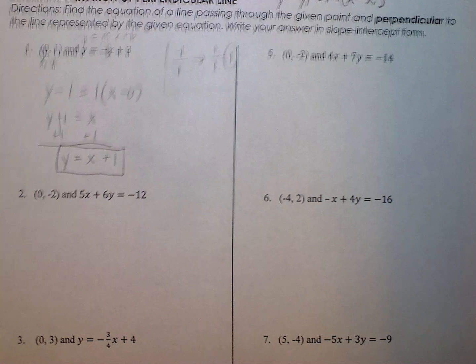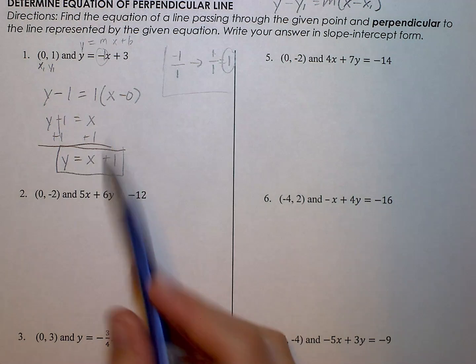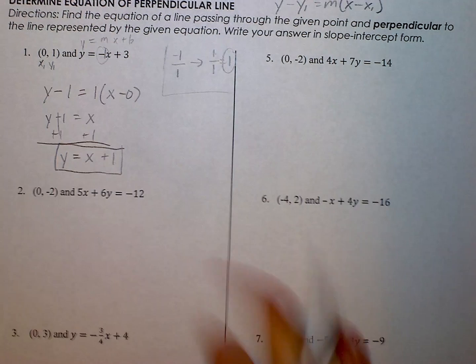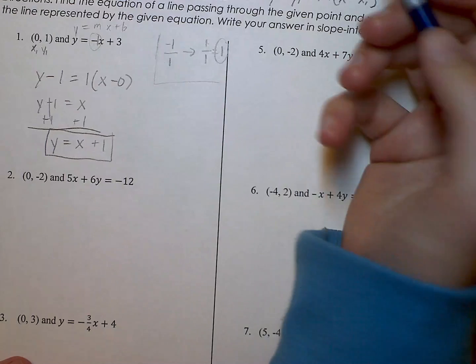Okay, and so that's the equation of the line that's perpendicular to this one. You can see they have opposite reciprocal slopes. This is 1, this is -1. And I'm just going to do number 5 as well.